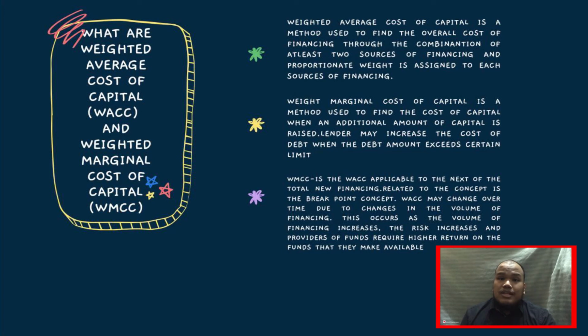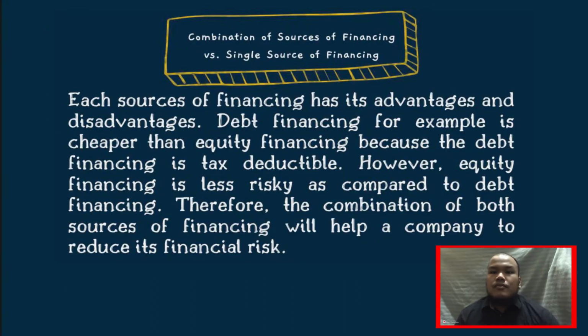WACC may change over time due to changes in the volume of financing. This occurs because as the volume of financing increases, the risk increases, and providers of funds require a higher return on the funds that they make available.